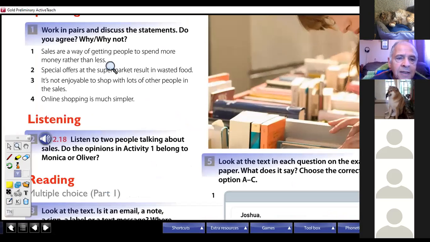Some things that sales are a way of getting people to spend more money rather than less. Special offers at the supermarket result in wasted food. It's not enjoyable to shop with lots of other people in the sales. Online shopping is much simpler. So now we are going to listen to two people talking about the sales and do the opinions in activity 1. These ones belong to Monica or Oliver. There is a man and a woman. Okay. I'm going to wait for share computer sound. Okay, so let's listen.